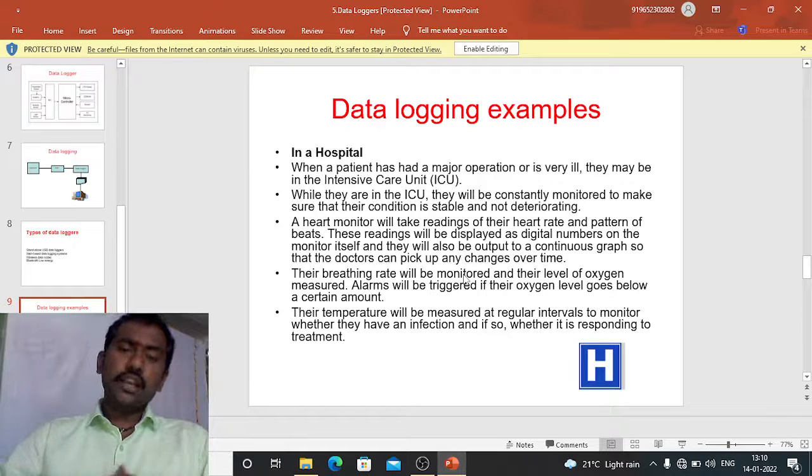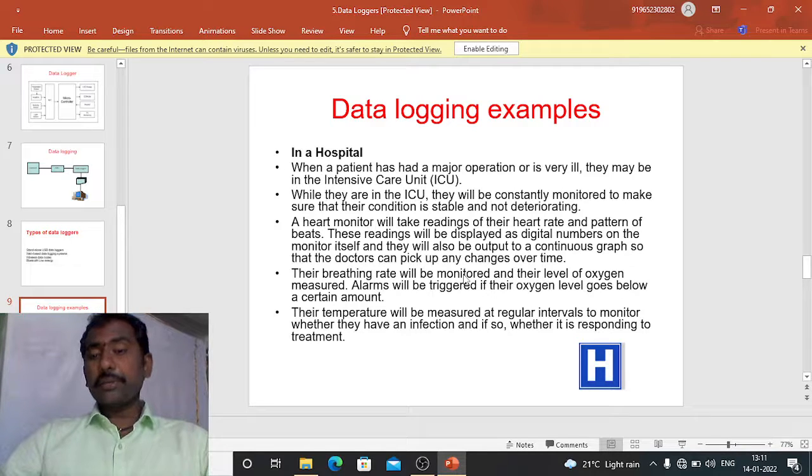So in a hospital, when a patient has had a major operation or is very ill, they may be in the intensive care unit, that means ICU. While they are in the ICU, they will be constantly monitored to make sure that their condition is stable and not deteriorating. A heart monitor will take readings of their heart rate and pattern of the beats. These readings will be displayed as digital numbers on the monitor itself, and they will also be output to a continuous graph so that the doctors can pick up any changes over time. Their breathing rate will be monitored and their level of oxygen measured, and alarms will be triggered if their oxygen level goes below a certain amount.